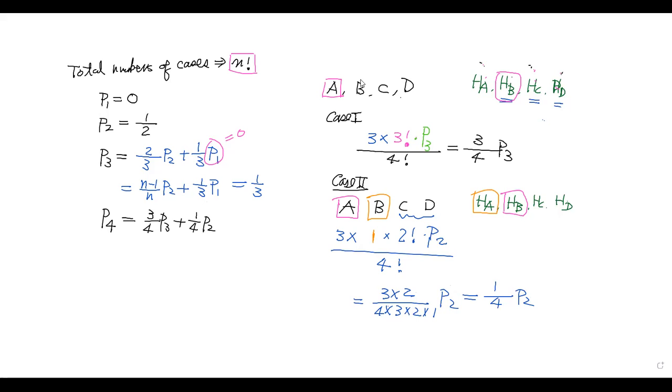So if you want to write it in the general situation, see the matrix again. This is n-1. So this is 1 over n P3 plus 1 over n P2. Now let's use induction here.